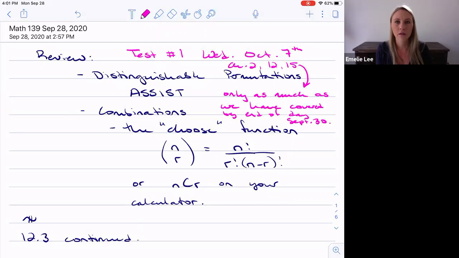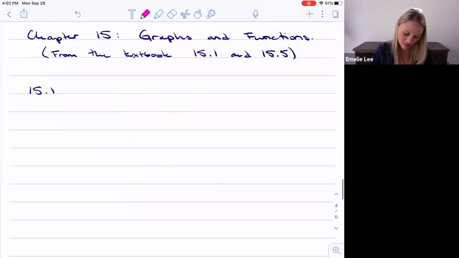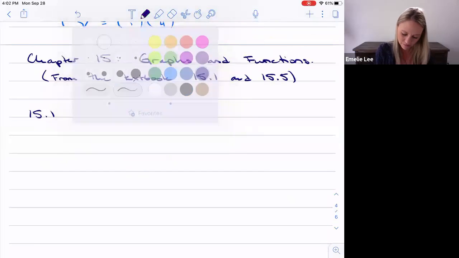Which leaves kind of one day of review, cleaning up any questions you have. So everything that we'll have covered by the end of the day on September 30th will be testable material. But what you'll see from today at least is chapter 15 is kind of fun. So it's nice to have fun options, not just combinations, permutations. Okay.